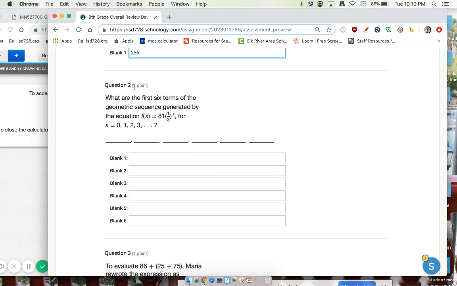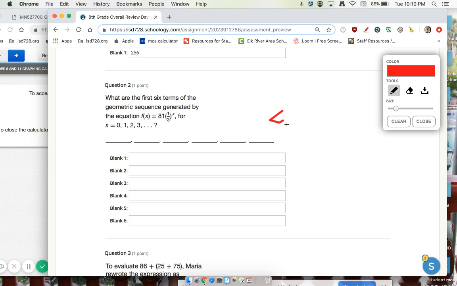Okay, question number 2. What are the first 6 terms of the geometric sequence generated by the equation f of x is equal to 81 times 1/3 to the x? So this is a geometric sequence because we have a times b to the x.